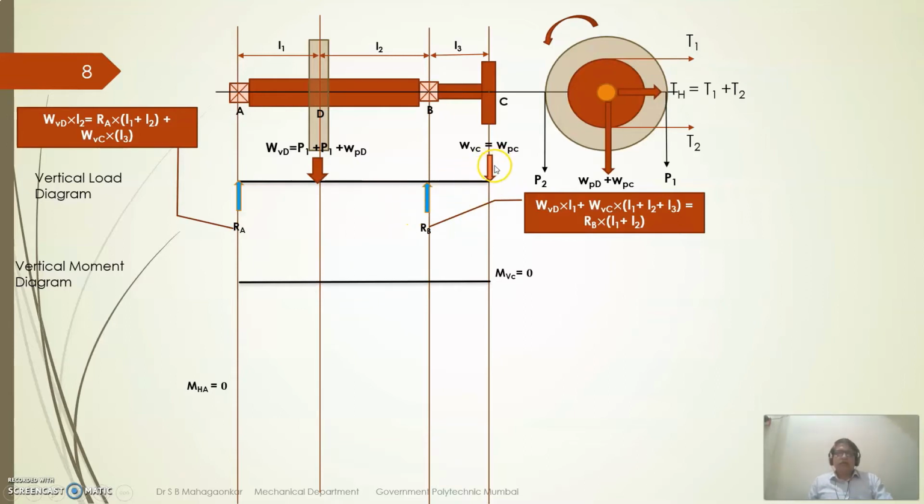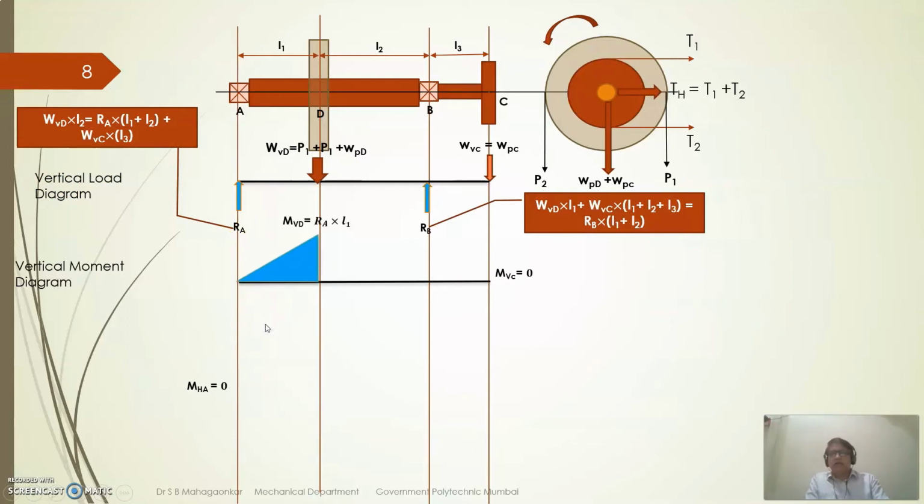One is acting downward at point C, and RB is acting upward. So it is better to go for the side which has less load, so that we can save our time. So RA into L1, I will take the left side, RA into L1.